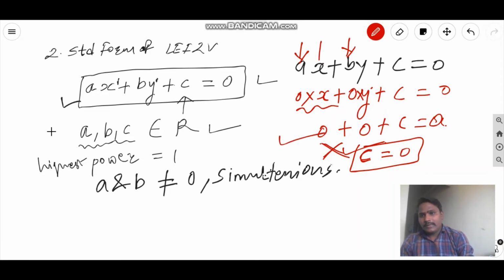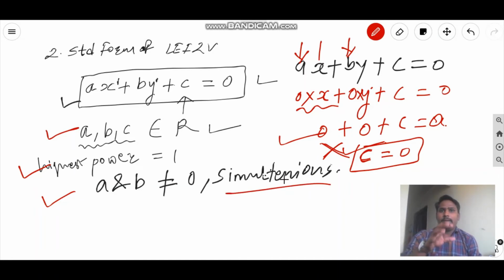So these are the three conditions. One, A, B and C must be real numbers, the highest power present in the equation must be 1, and A and B simultaneously should not be 0. These are the three conditions which make any given equation a linear equation in two variables. The same applies for three variables, where you can identify the standard form, but we are restricted here to the linear equation in two variables. Now let's check.